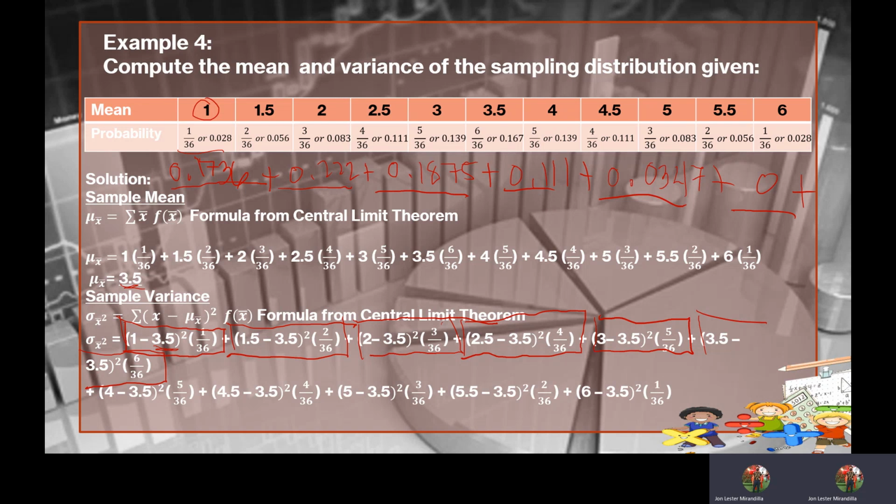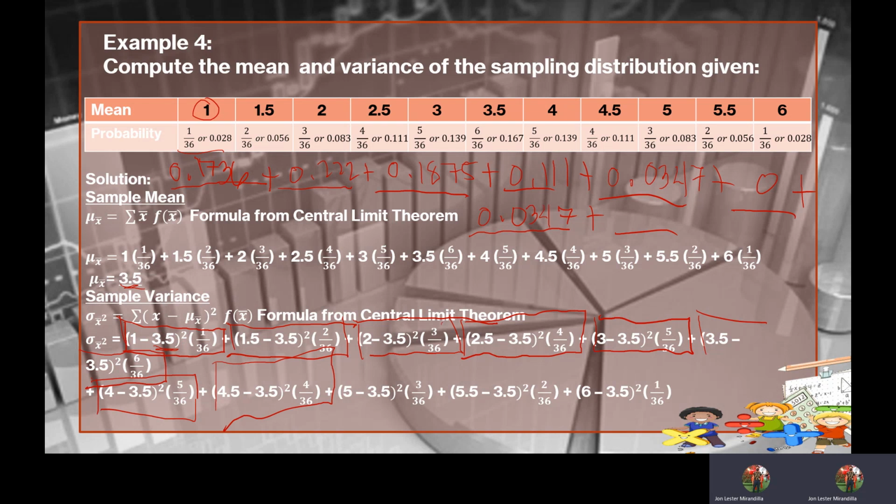Plus, here we go. Let's finish it. Actually this is easy, it's just that the process is long. 4 minus 3.5, squared, multiplied by 5 out of 36 will give us 0.0347. So it's the same as here.